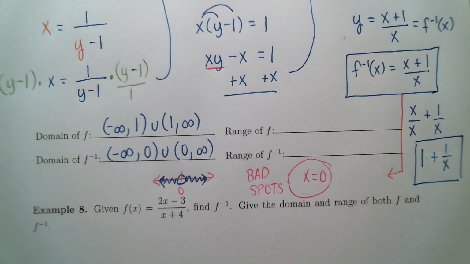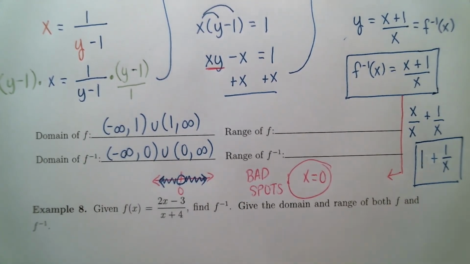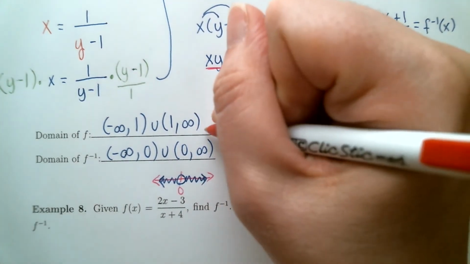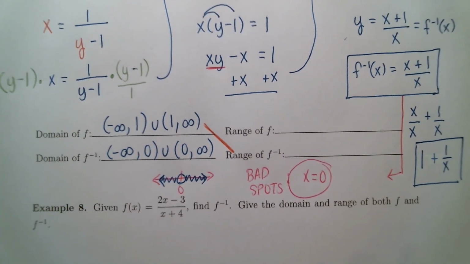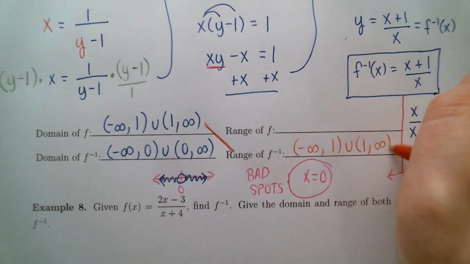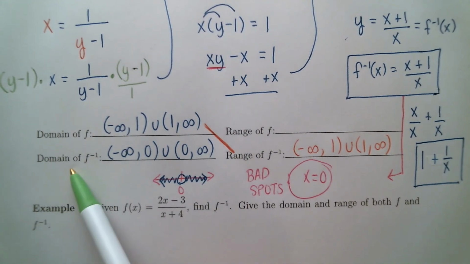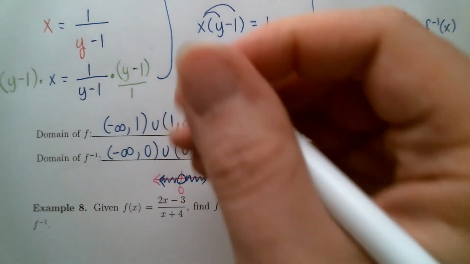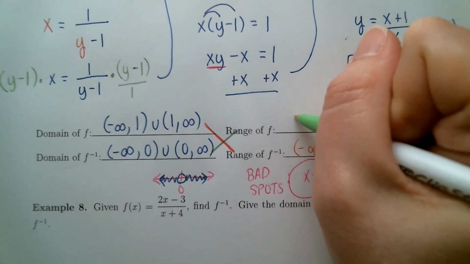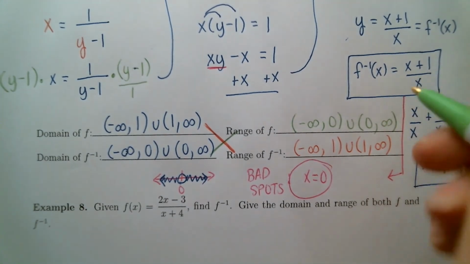We know from our discussion on the relationship between a function and its inverse that the domain of the original function is the same as the range of the inverse. So these two have to be the same thing. The range of the inverse is going to be all real numbers except for 1. And also, we know that the range of f has to be equivalent to the domain of f inverse. So these two have to match. So the range of the original function is all real numbers except for 0. And that's it. You didn't need the picture.